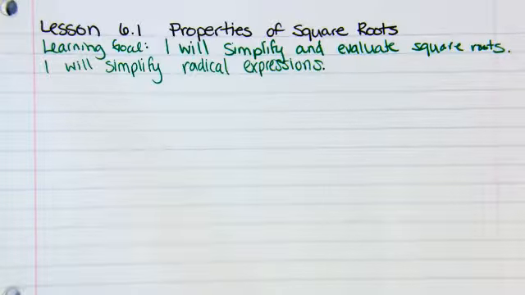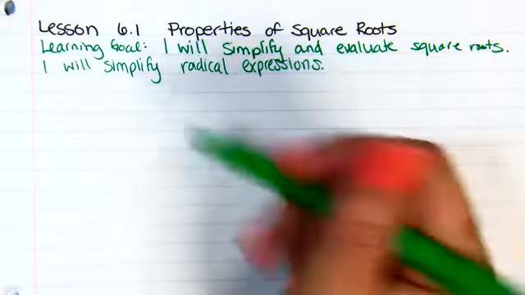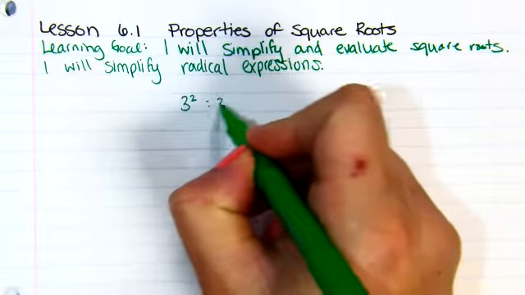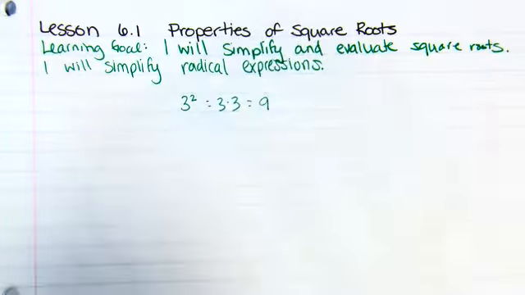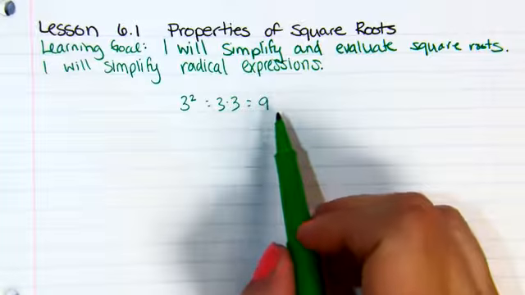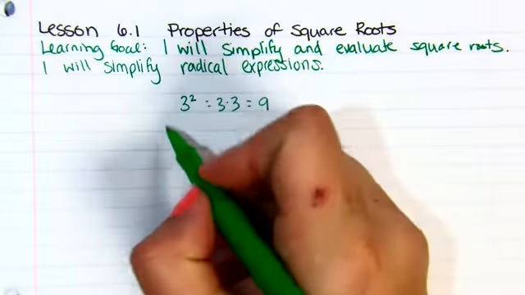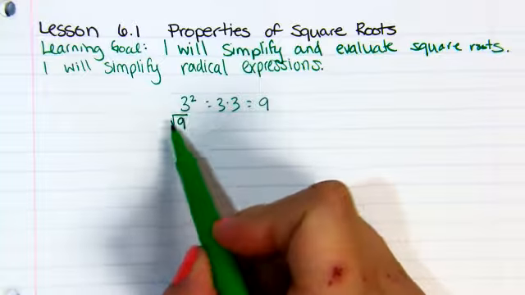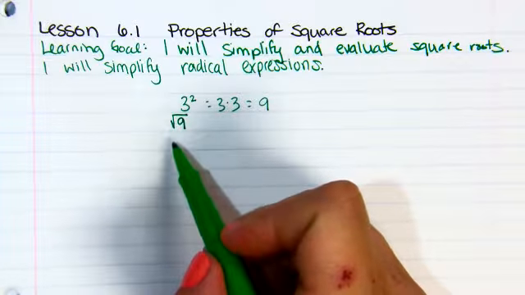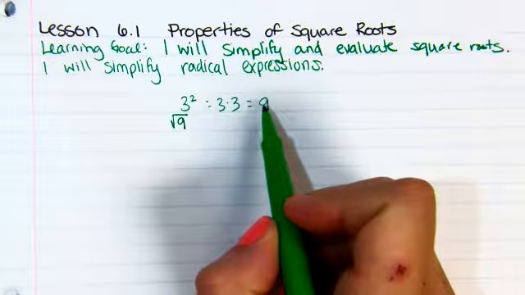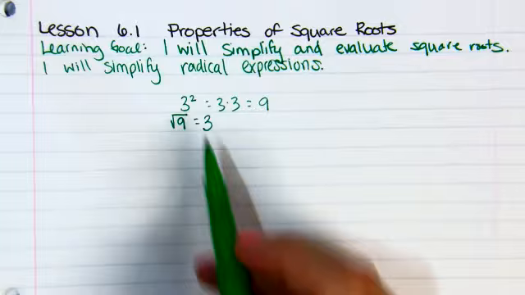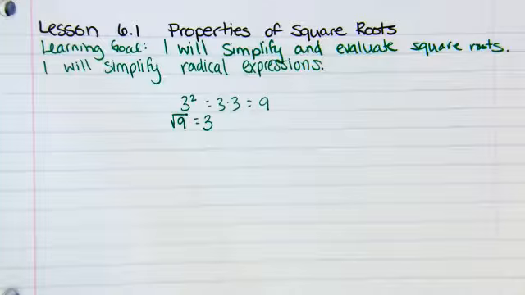Starting off, we just want to remember what a square root is. So remember, if I square a number, something like 3 squared, that means 3 times 3, and that gives me 9. The square root is the inverse operation, which just looks like this. That's called a radical, that symbol right there, that means square root. So if 3 squared equals 9, then the square root of 9 equals 3. It's just the inverse of squaring.